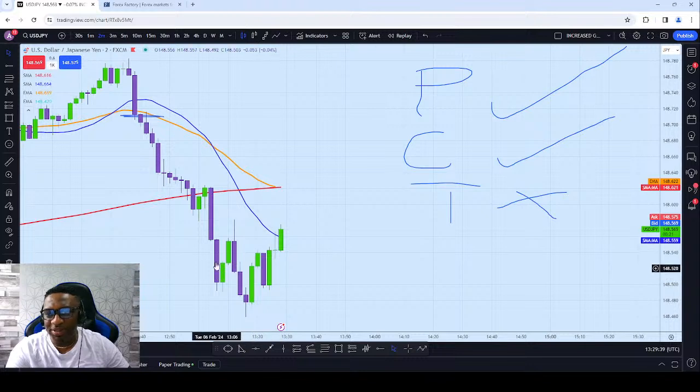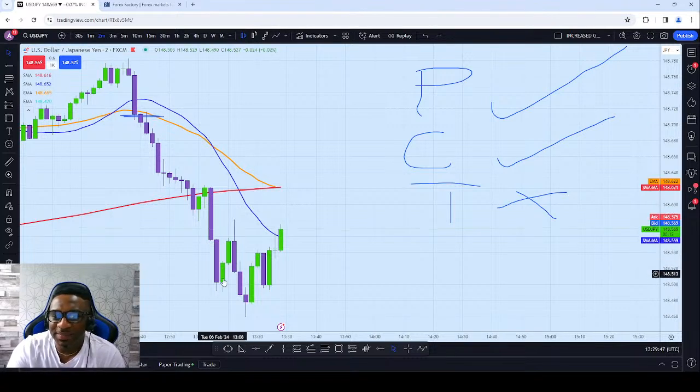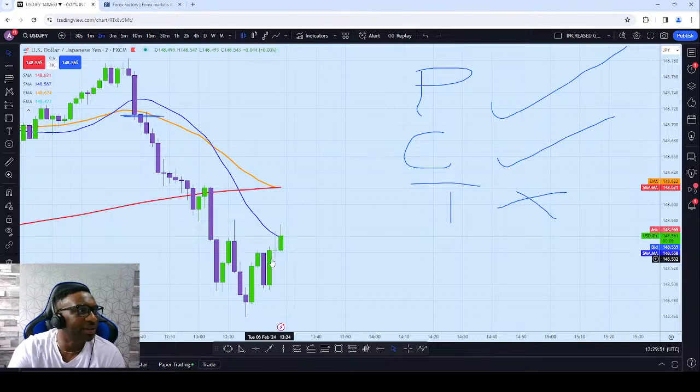If you know what this pattern is about, put it in the chat. Let me test your brain. If you know what this pattern that has formed here is, put it in the chat and let me know.